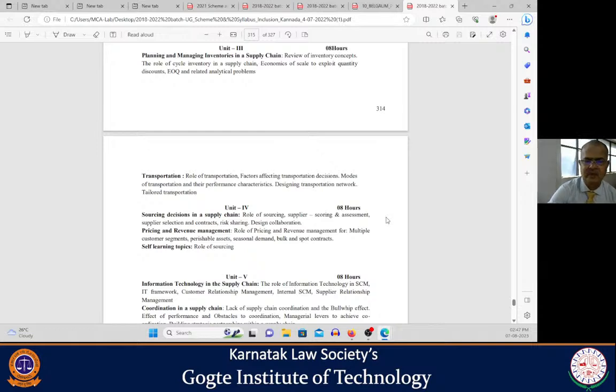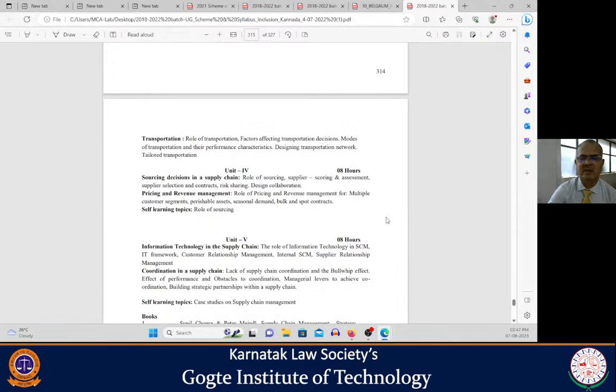Unit number 5 is IT and supply chain management, wherein we discuss e-commerce, CRM and the IT framework, and, as I told you in the beginning, the bullwhip effect and also supply chain coordination. Those things are dealt with in unit number 5. So that's about the subject contents, units 1 to 5. The subject is relatively a good subject, and of course applicable to almost all branches of engineering, maybe computers or information, electronics, electrical, mechanical; in all branches it works well.